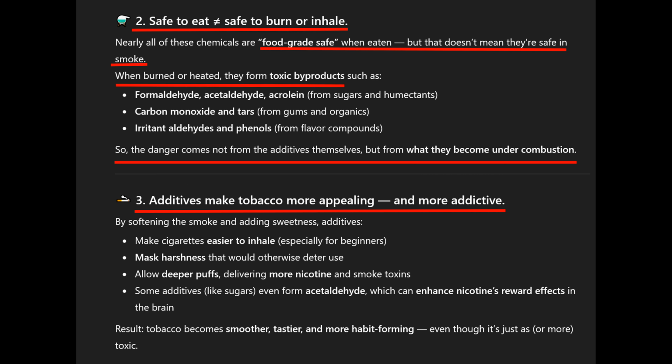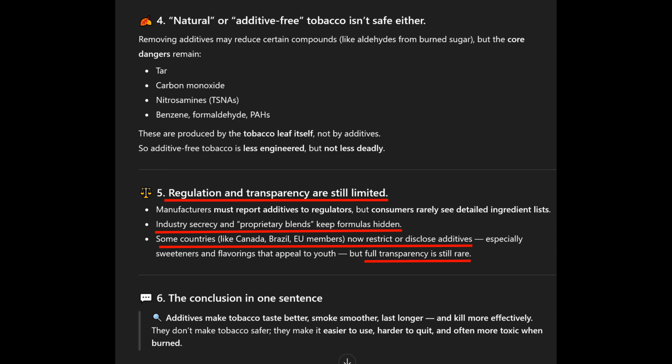Going further, safe to eat is not equal to safe to burn or inhale. Food grade safe when eaten, but that doesn't mean they're safe in smoke. When burned or heated, they form toxic byproducts. Additives make tobacco more appealing and more addictive. Next, natural additive or additive-free tobacco isn't safe either. Okay, we already know that.